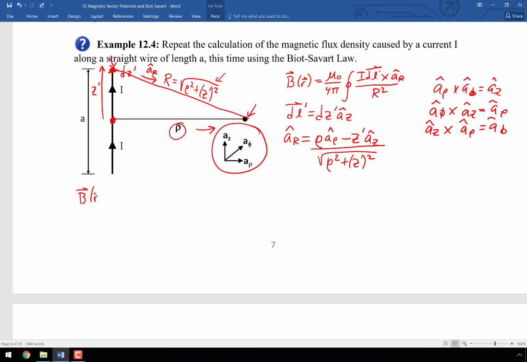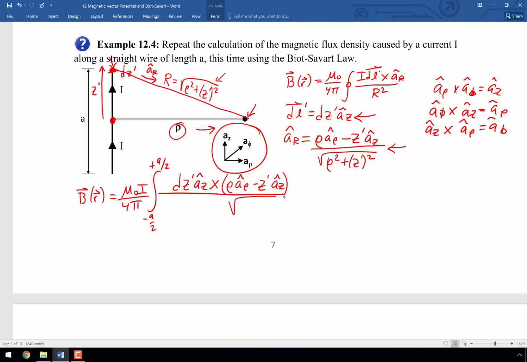So B of r is equal to, okay, we got mu sub 0 I over 4 pi, and we're going to do an integral from minus a over 2 to plus a over 2, and the numerator is going to be I times dl. Oh, I already brought the I out, so it's just dl. So this is dz prime a sub z. I took that from right here, and that's going to be crossed with a sub r. And a sub r is this quantity right here. Well, I'm going to go ahead and do the numerator of that. So this is rho a sub rho minus z prime a sub z.